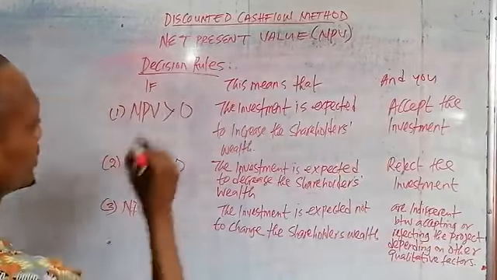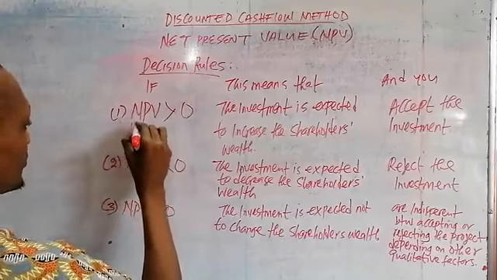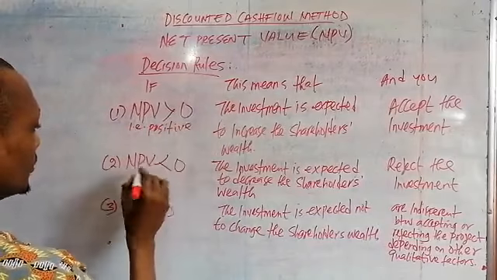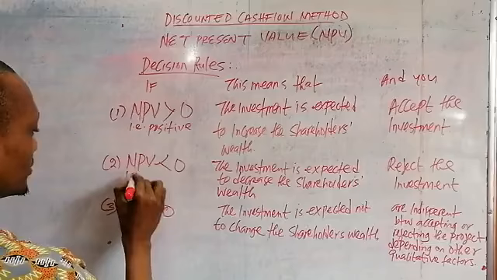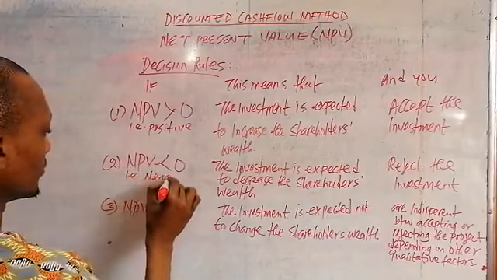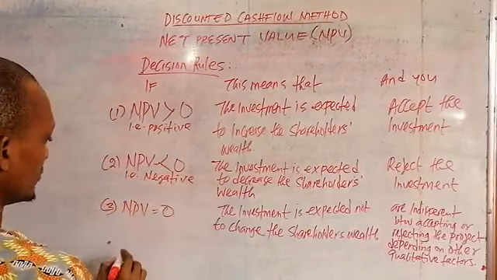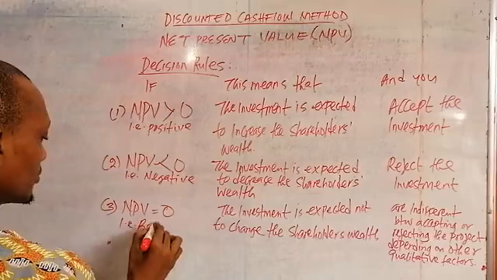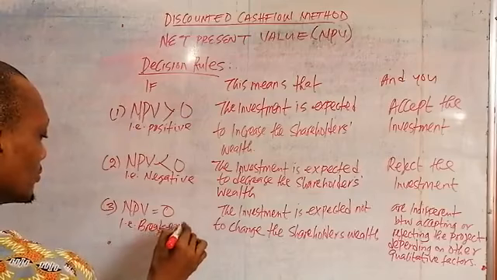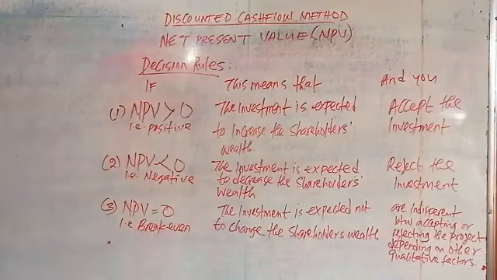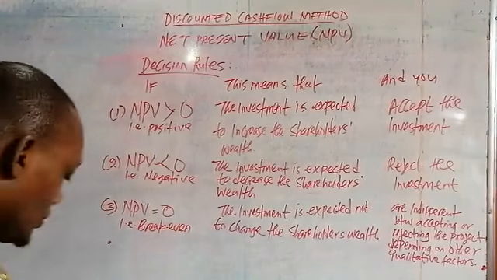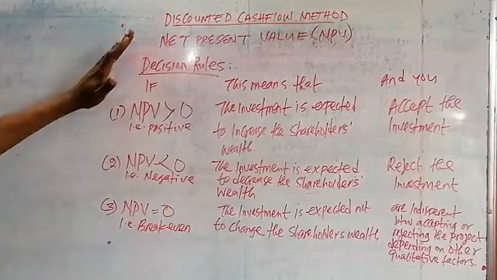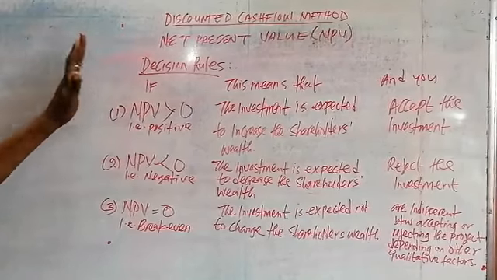Okay, and you say greater than 0, that is positive. So this one, that is negative. So this one, that is break even. Okay. This is the decision rule. For you to make your decision, you have to follow these rules.